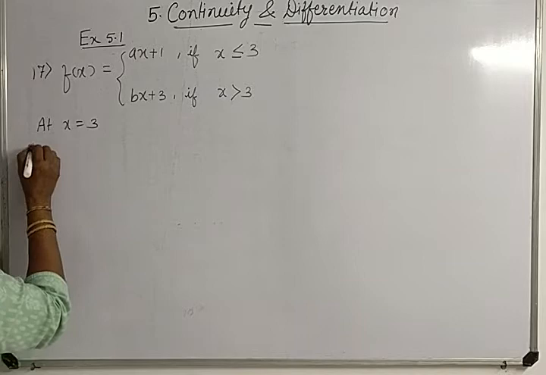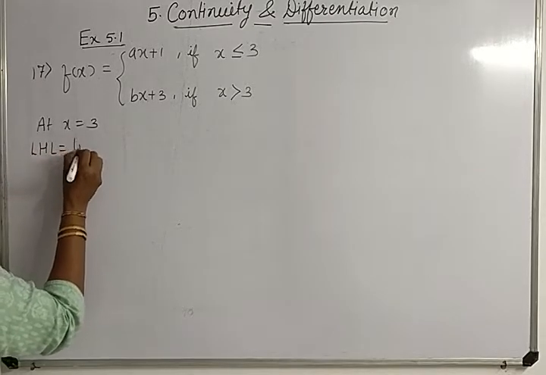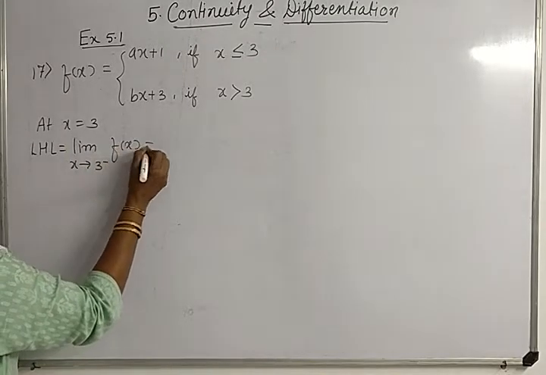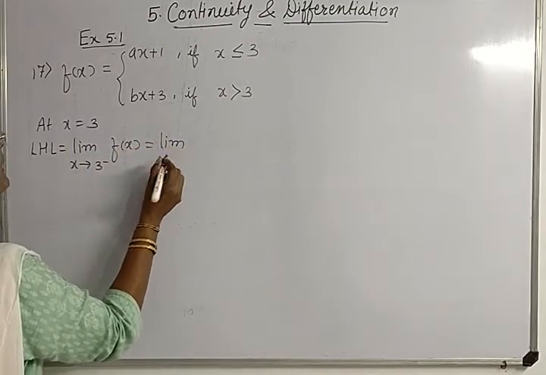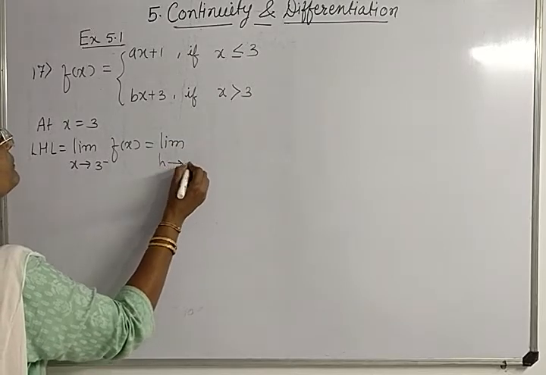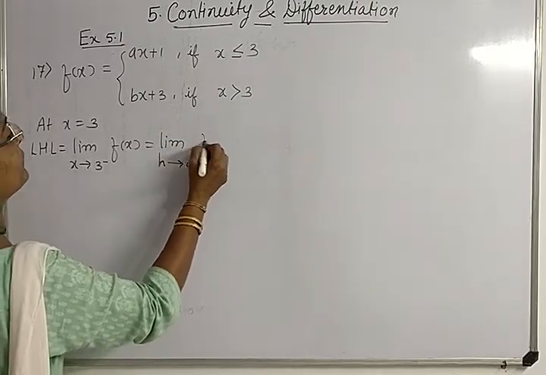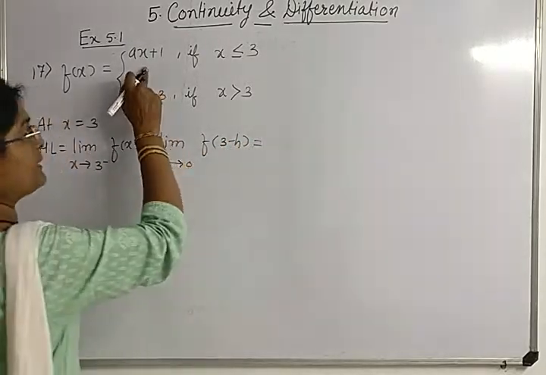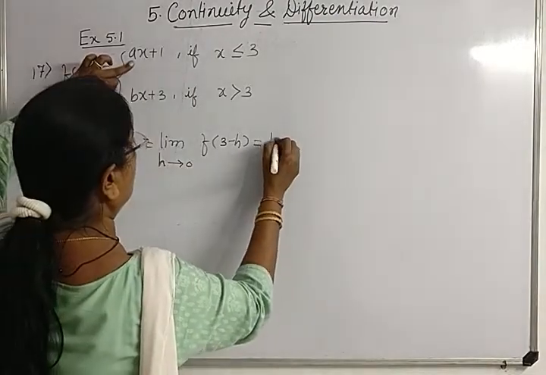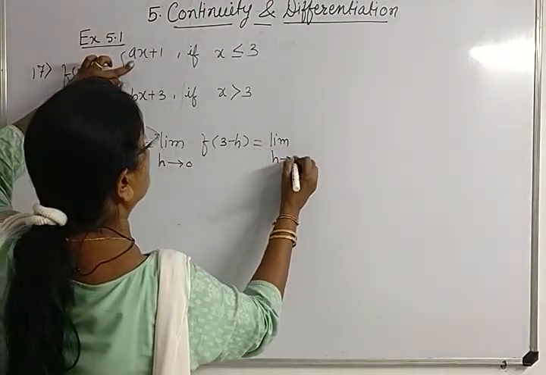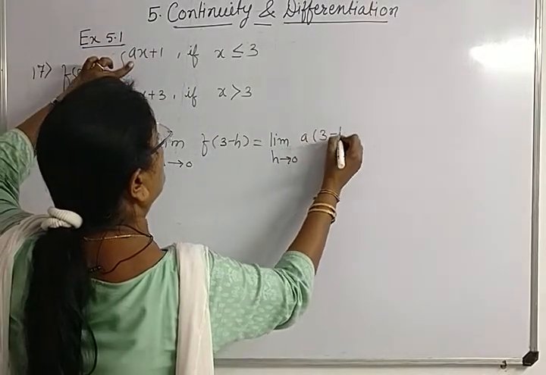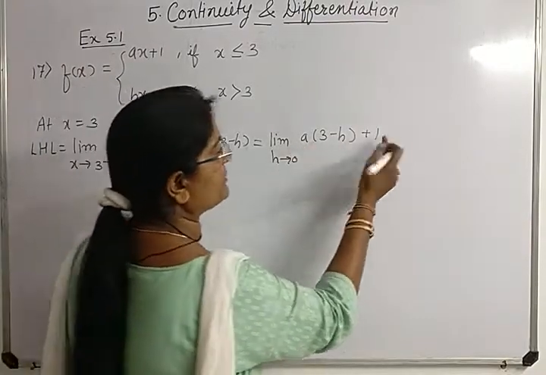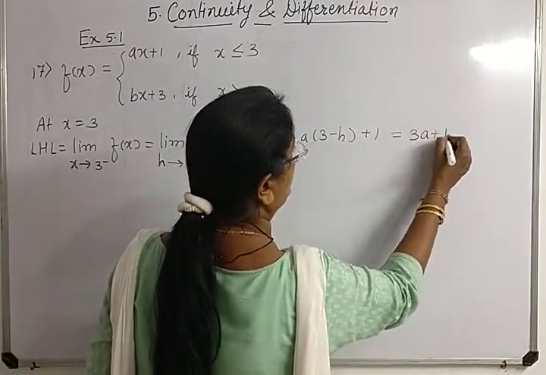So at x equal to 3, left hand limit equal to limit as x tends to 3 negative of f of x equal to limit as h tends to 0 of f of 3 minus h. For 3 minus h the function is this one. This equal to limit as h tends to 0 of a into bracket 3 minus h plus 1. Value of h is 0, so 3 into a, 3a plus 1. Its answer will be 3a plus 1.